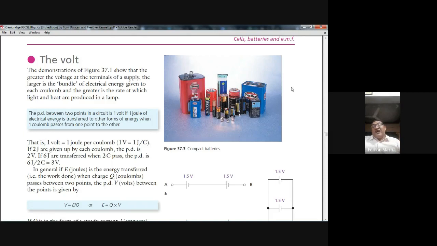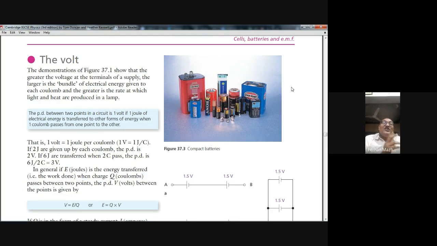But in EMF, I use the same words, but their order is different. In EMF, I say the amount of chemical energy converted into electric energy when unit charge flows through a battery. So the definitions sound the same, but the conversion of energy is opposite. In potential difference, I say the amount of electric energy converted into any other form of energy when unit charge flows through that component. But in EMF, I say the amount of chemical potential energy converted into electric energy when unit charge flows through the battery.